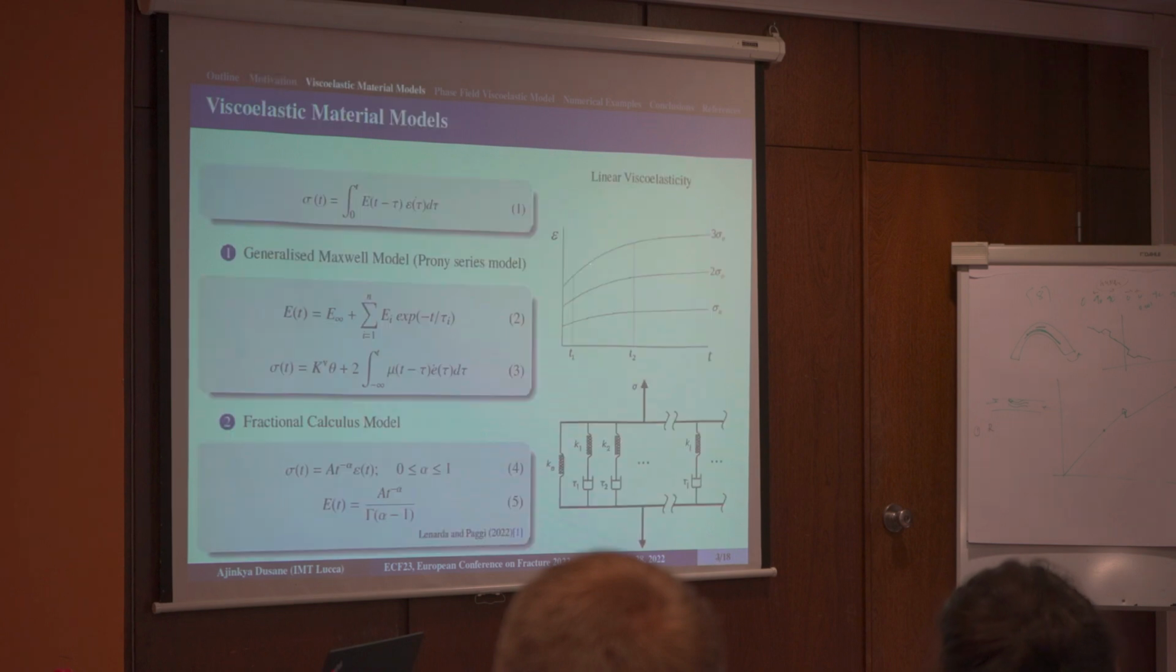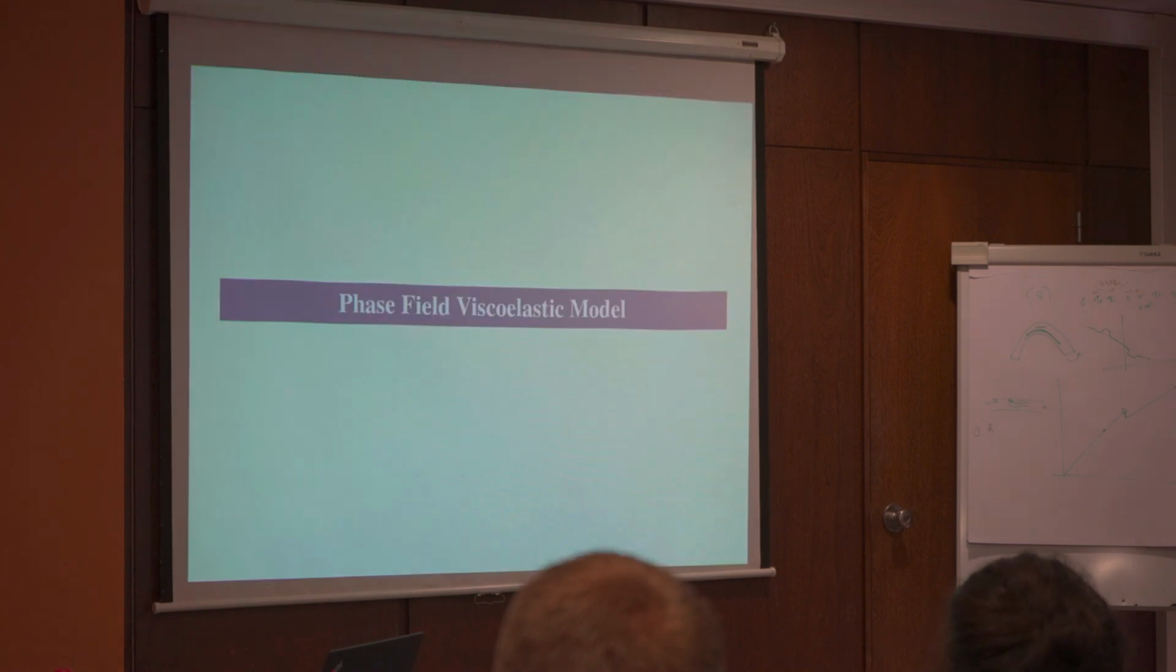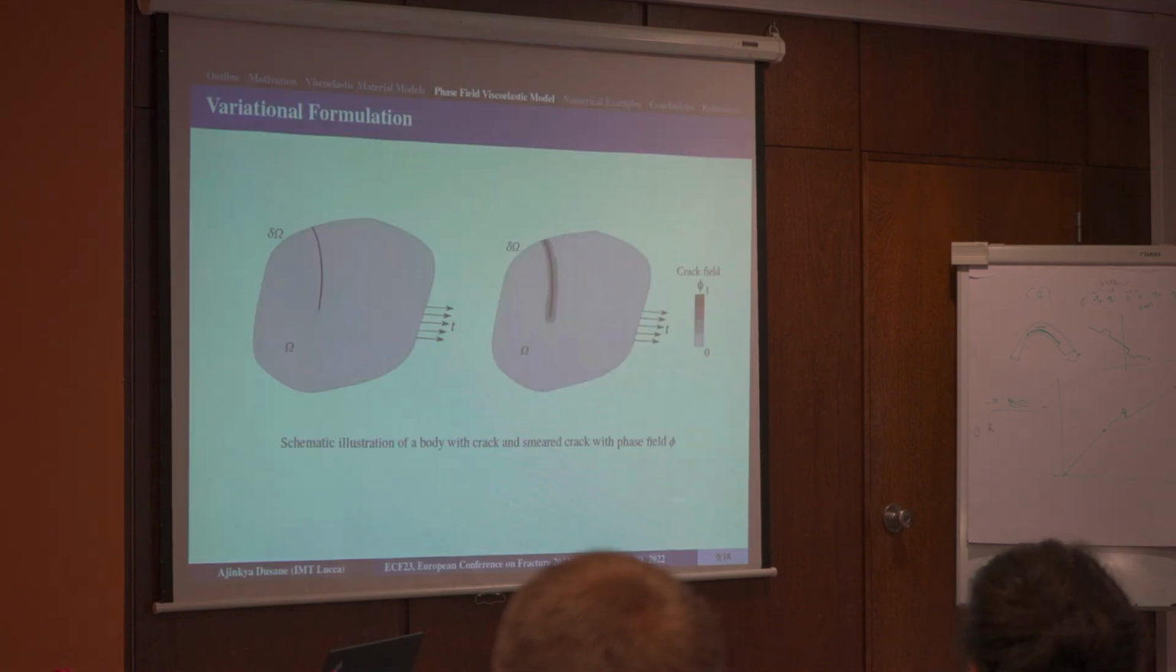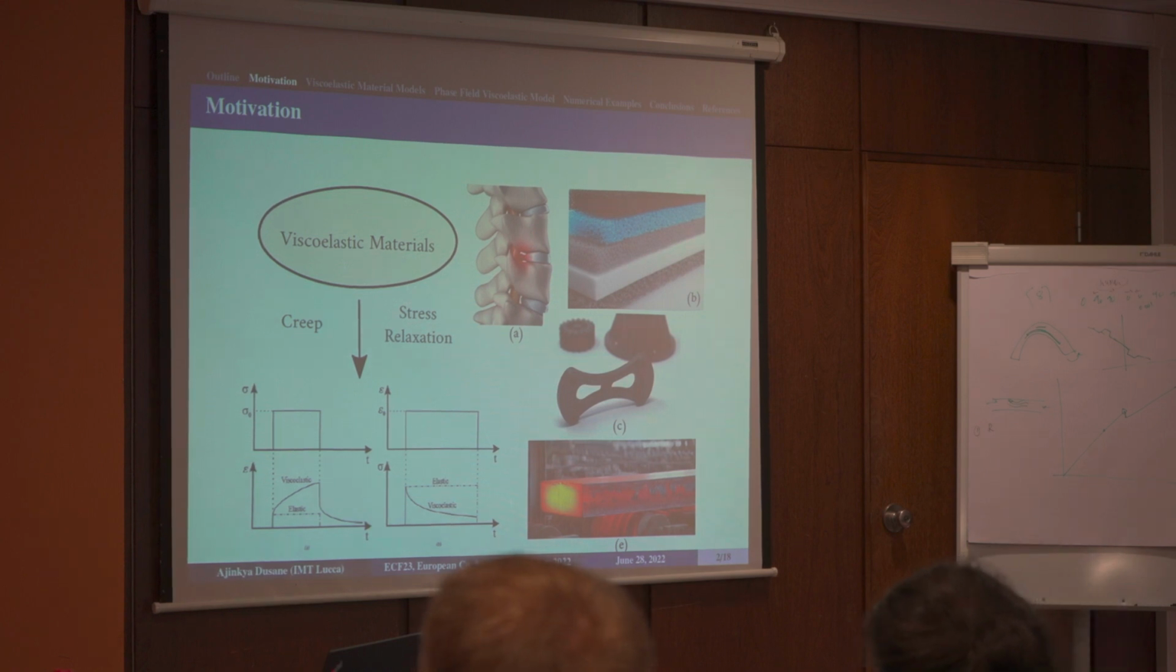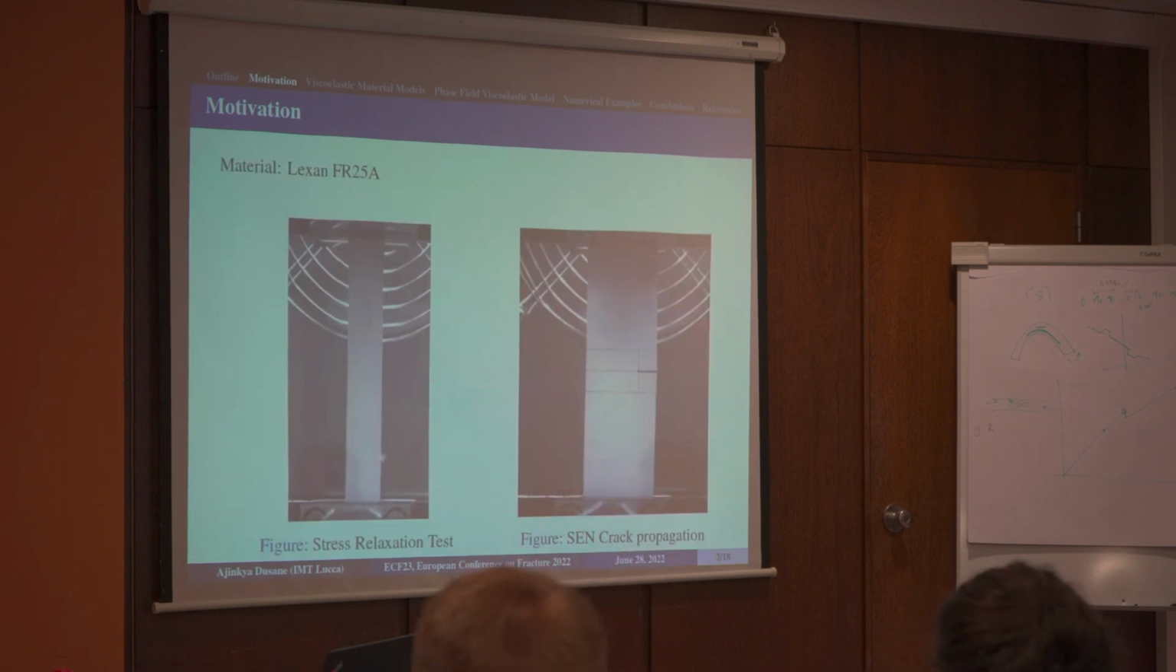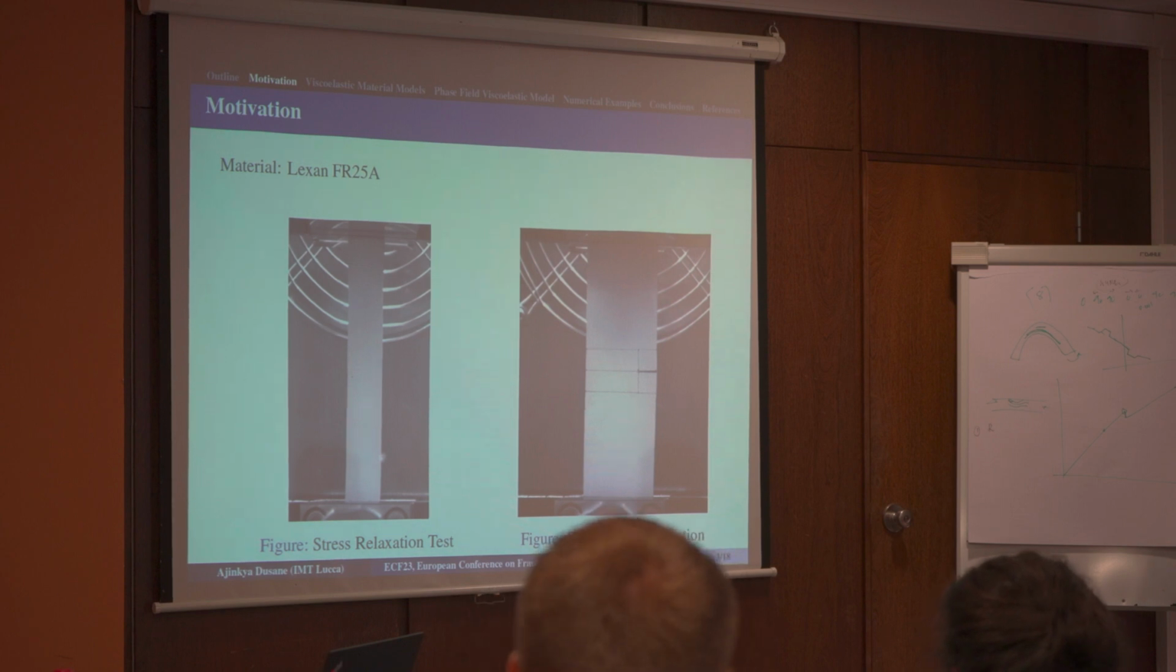There are a variety of examples of viscoelastic materials, like the discs of the spinal cord, which are basically viscoelastic. Then polymer sponges, 3D printed materials, and metals at higher temperature show viscoelastic effects. In our lab we have Lexan FR25A, which is basically a backsheet material that behaves like a viscoelastic one.